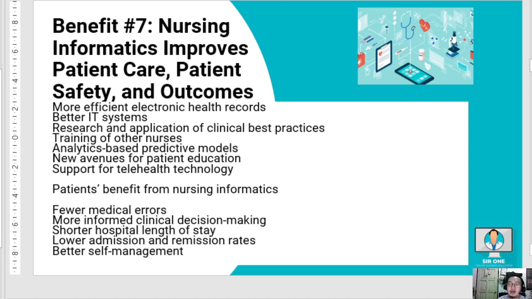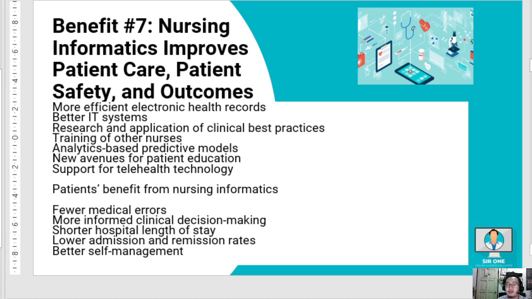Then, of course, as I mentioned, there are advancements in patient education. You don't need to be physically present to have these services. From the point of view of a nurse, you don't need to be in front of your patient, physically present to your patient, to also give services. Then support for telehealth technology, and patients benefit from nursing informatics: fewer medical errors. This is the result of better patient outcomes and safety.